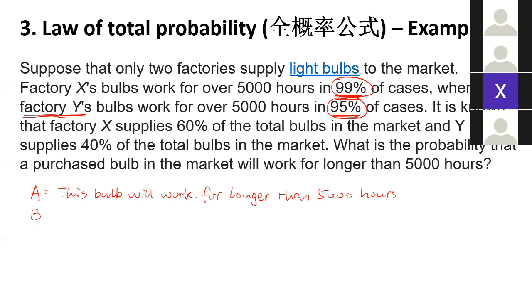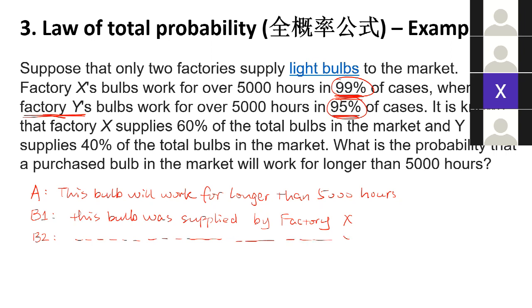Also, we have another event called B1, which means this bulb was supplied by factory X, right? And we have another event, B2, which is that this bulb was supplied by factory Y, right? And we also know that B1 intersect B2 is the empty set, right? Because the bulb cannot be supplied by both X and Y. We also know that B1 union B2 is the sample space because there are only 2 factories supplying light bulbs to the market. This is an assumption, right?